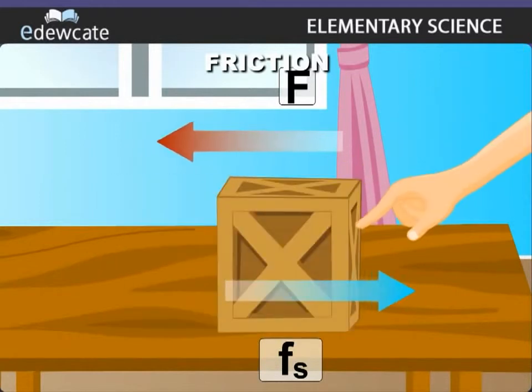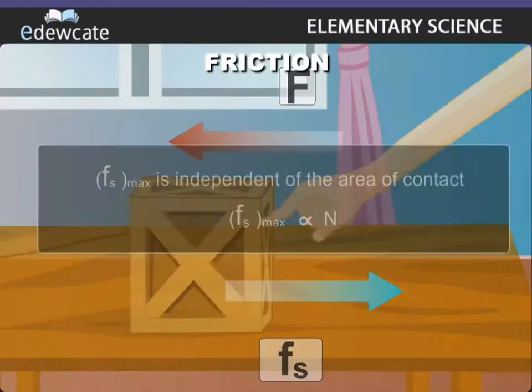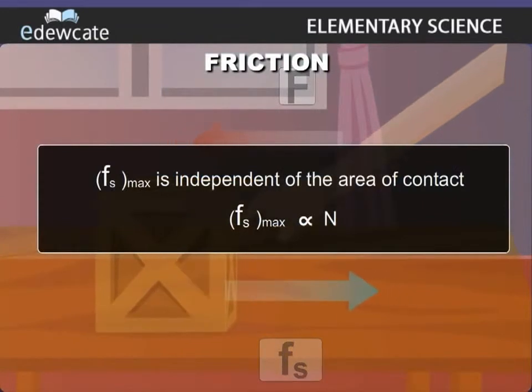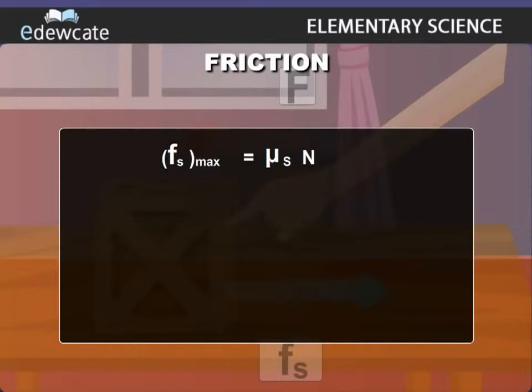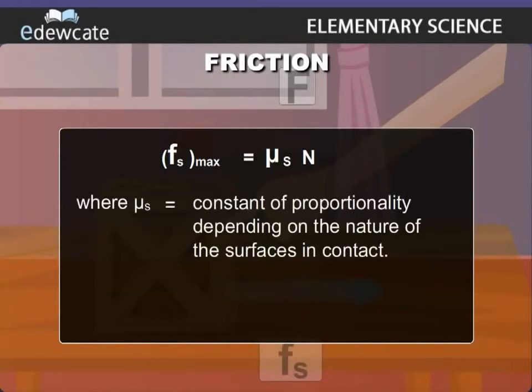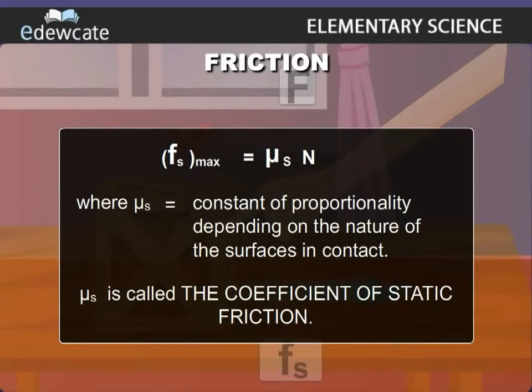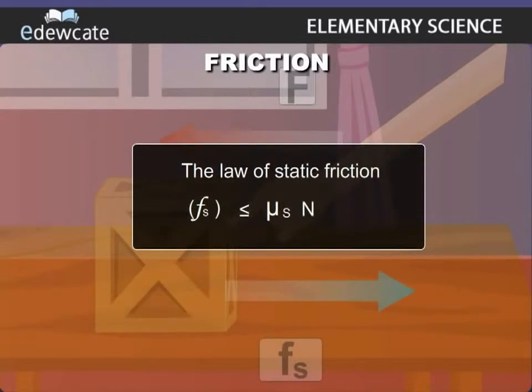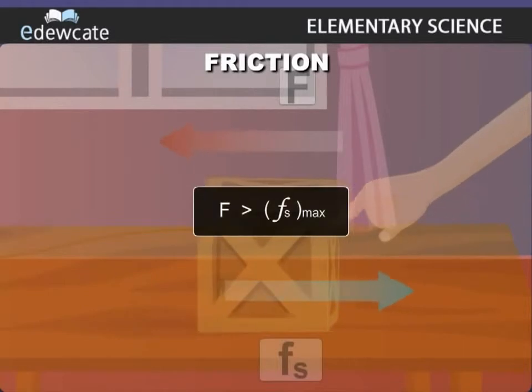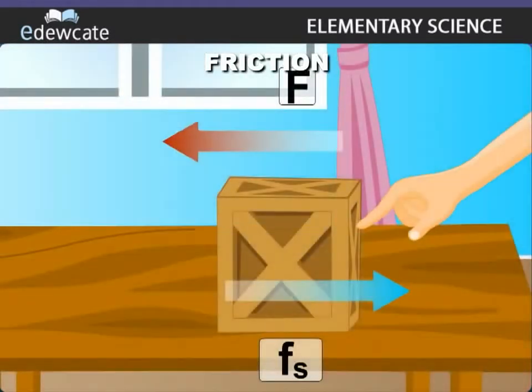It is found experimentally that the limiting value of the static friction, which is Fs max, is independent of the area of contact and varies with the normal force N approximately as Fs max = mu s N, where mu s is a constant of proportionality depending on the nature of the surfaces in contact. The constant mu s is called coefficient of static friction. The law of static friction may be thus written as Fs ≤ mu s N. If the applied force F exceeds Fs max, the body begins to slide on the surface.